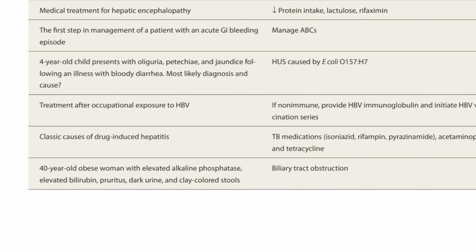A 40-year-old obese woman with elevated alkaline phosphatase, elevated bilirubin, pruritus, dark urine, and clay-colored stools. This is a biliary tract obstruction. Biliary tract obstruction: an obese lady, 40 years old, with elevated alkaline phosphatase, elevated bilirubin, pruritus, dark urine, and clay-colored stools.